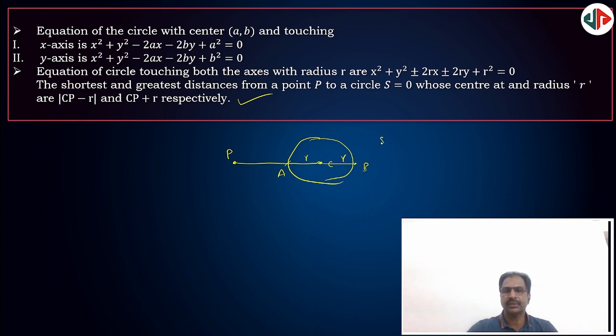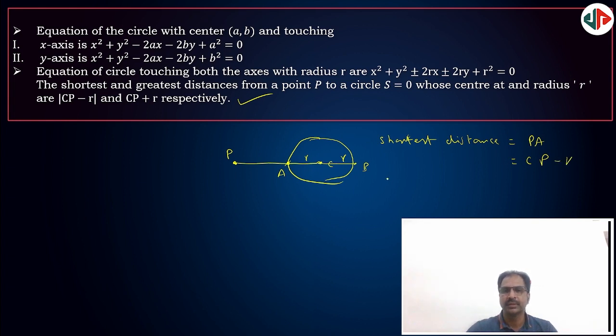So what is the shortest distance? The shortest distance of point P from the circle is nothing but PA. PA is the shortest distance. And if you observe carefully from the diagram, PA, from here to here, is nothing but CP minus R.